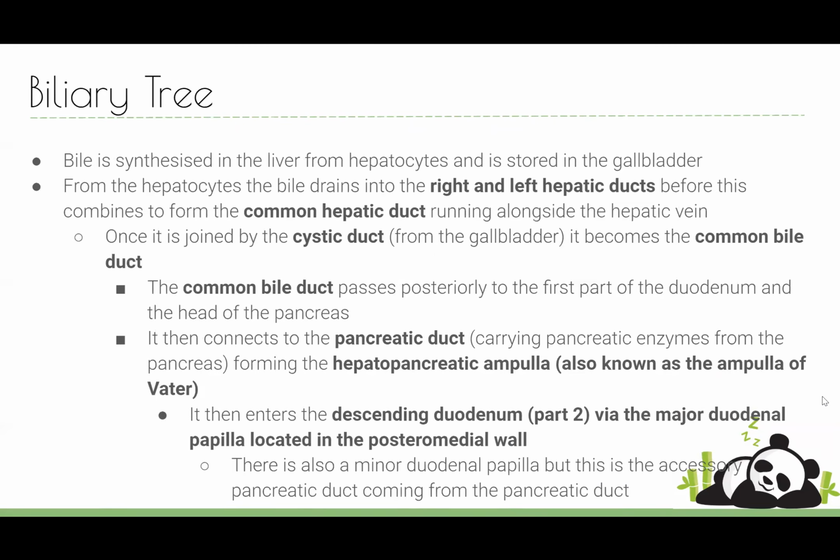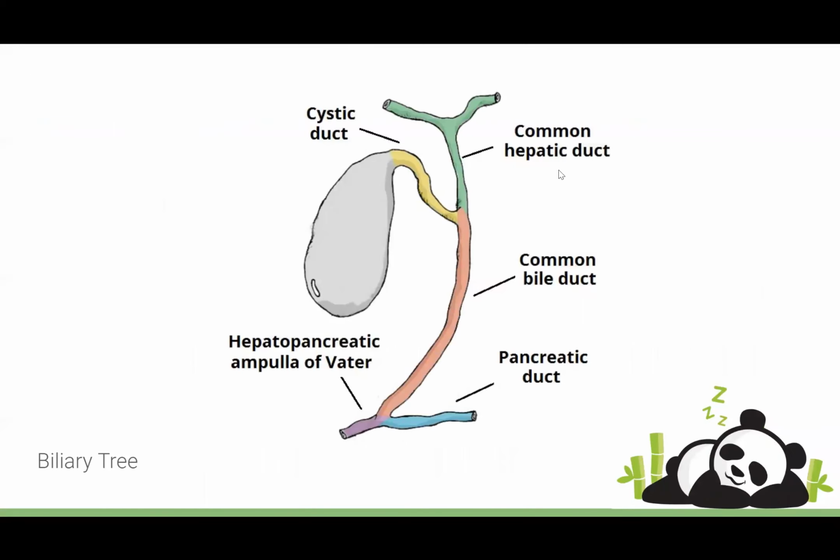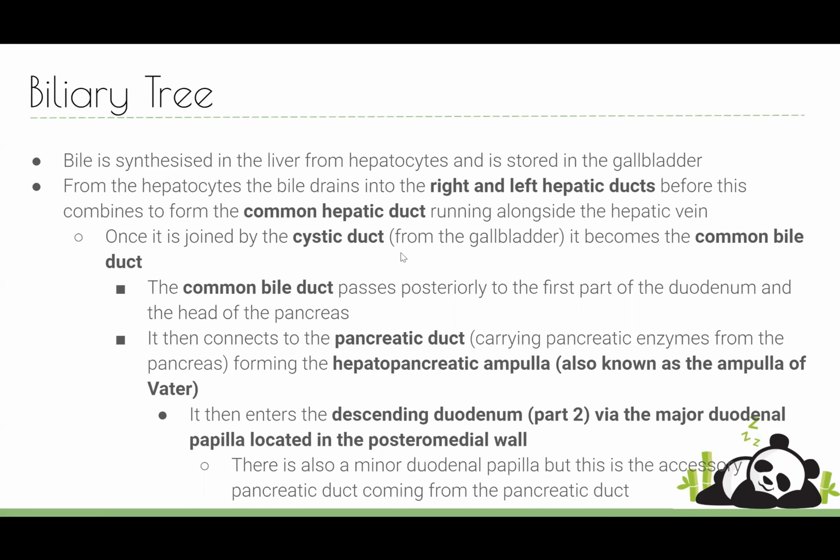Okay, so the biliary tree. Bile is synthesized in the liver, and it's stored in the gallbladder, and they are very separate areas. So it's kind of how they get there. From the liver, bile gets drained into the right and left hepatic ducts before they form the common hepatic duct. I want to say right and left hepatic ducts, could be the other way around, doesn't really matter.